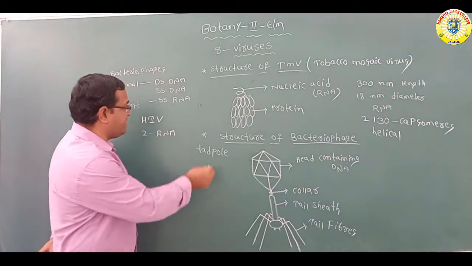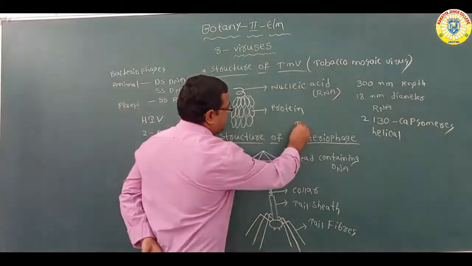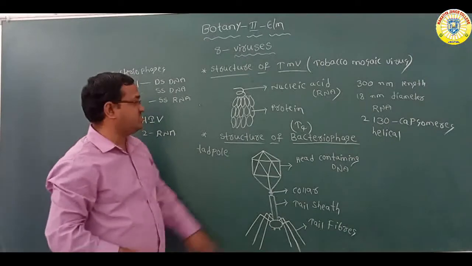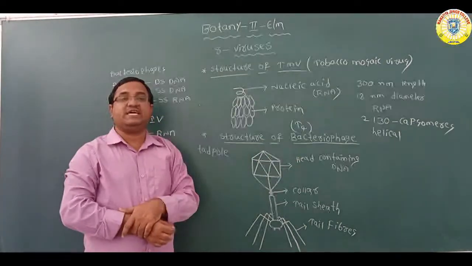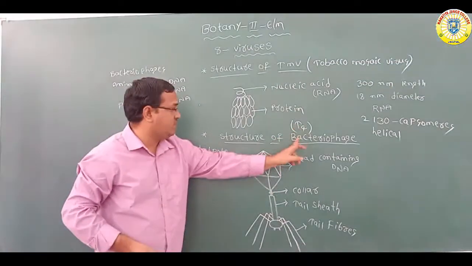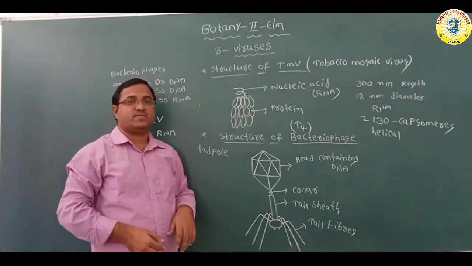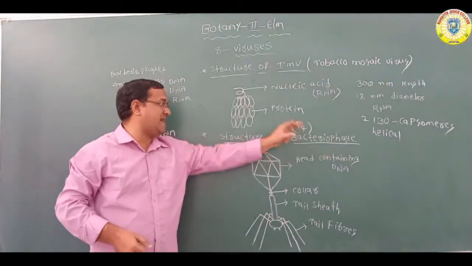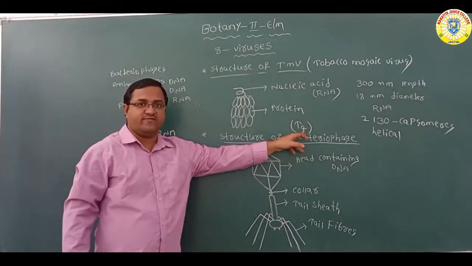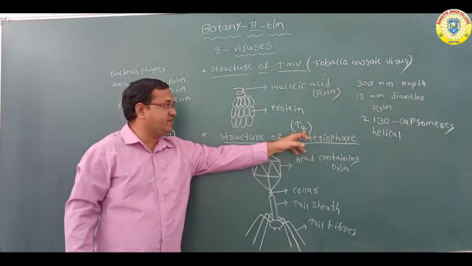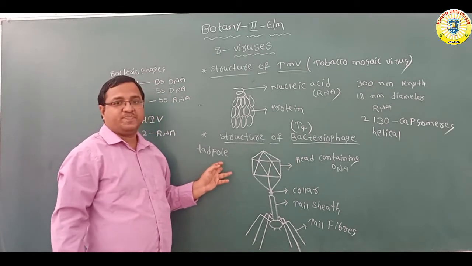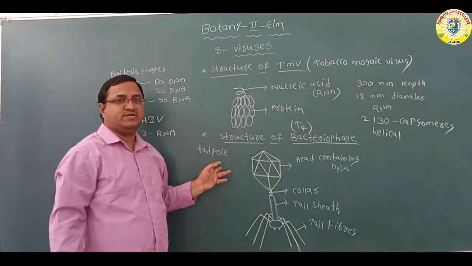Here this is the structure of T4 bacteriophage. The name of the bacteriophage is T4 bacteriophage. There are T even numbers, T2, T4, T8, like that. Even numbers only. So this is the T4 bacteriophage, which is a tadpole larva-like structure.